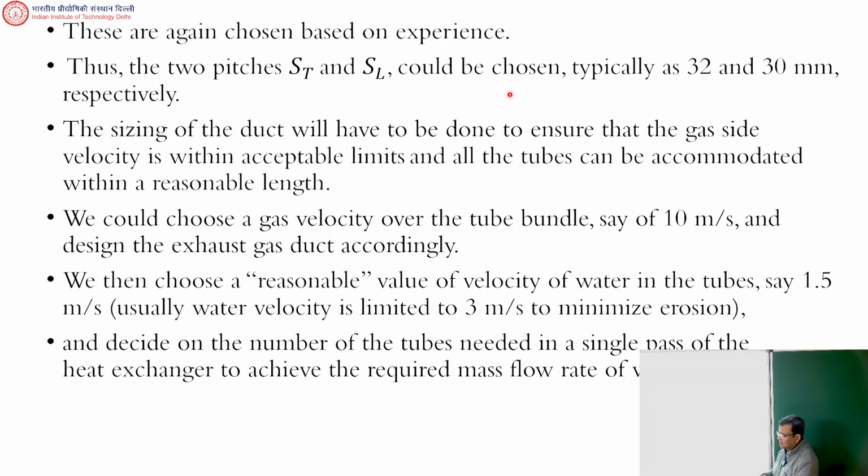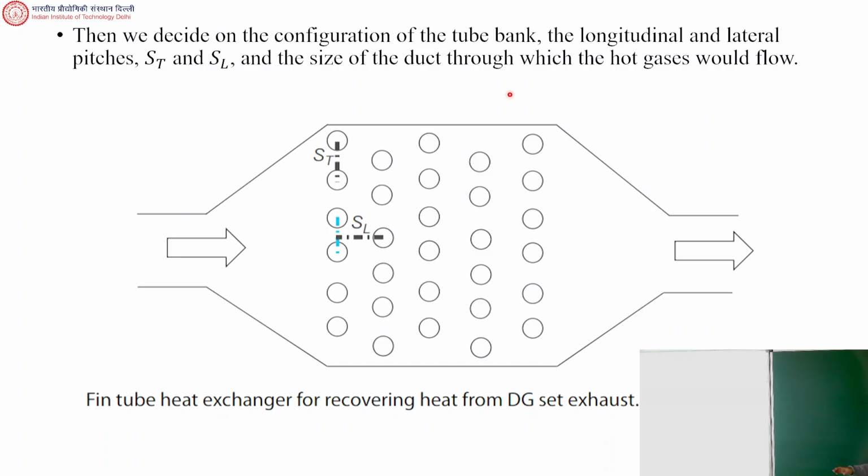So we'll close in 1 or 2 minutes. You need the values of ST and SL, and in this example we choose them as 32 mm and 30 mm. Again, how do we choose this ST and SL? Based on experience, right? The other thing is that we will also have to choose the size of the duct. Which duct? This duct.